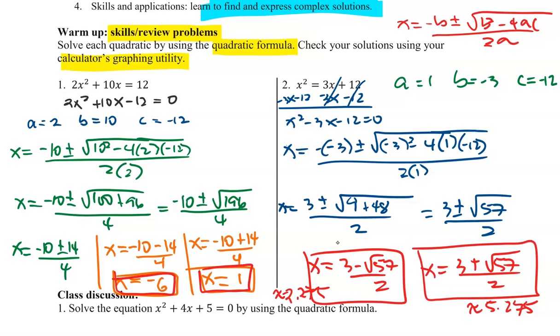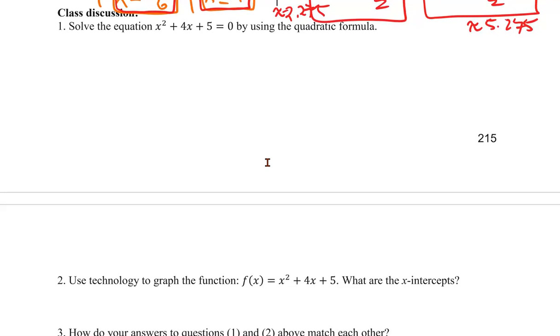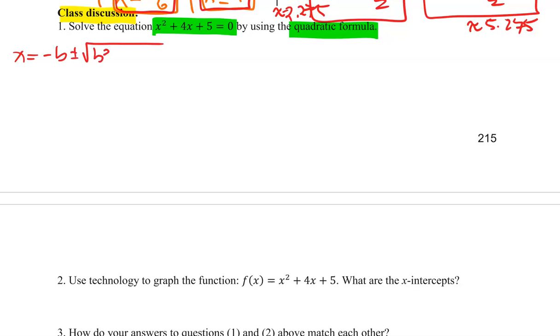This negative. Okay, now let's proceed to our class discussion. Now let's start with solving the equation x squared plus 4x plus 5 is equal to 0 by using the quadratic formula. So again, our quadratic formula is negative b plus or minus square root of b squared minus 4ac all over 2a, and with a given equation, identify our a, b, and c.